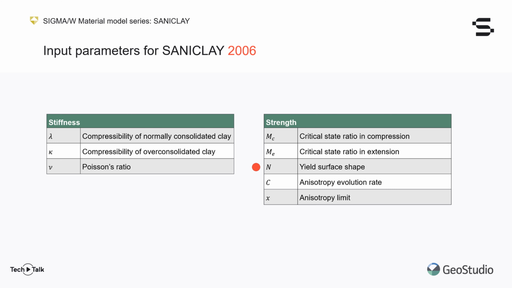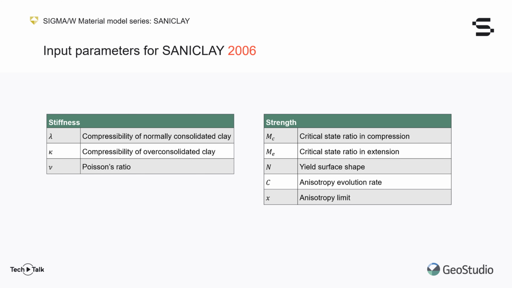The next two parameters, C and X, are related to anisotropy and are used in the rotational hardening formulation. C dictates how responsive the model is to the development of anisotropy, while X limits the maximum influence of anisotropy on the response.